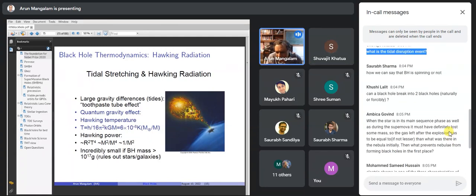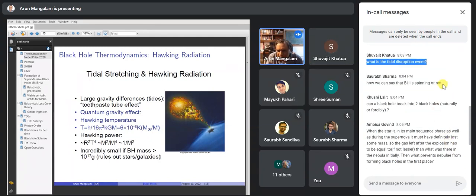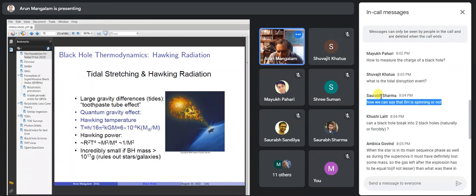Okay. Saurabh Sharma has asked, how can we say the black hole is spinning or not? I showed you the iron line, right? So that is how you measure the spin of the black hole, one of the ways. The orbital dynamics will also tell you whether the black hole is spinning, because the space-time changes. Once the space-time changes, the orbit changes. So from the orbit, the velocity, the breadth, the width of the emission line will change.